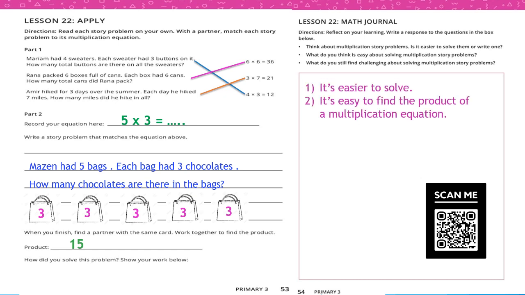Now, our math journal. Think about multiplication story problems. Is it easier to solve them or write one? It's easier to solve than writing. If you can understand the story problem, it's very easy to solve. What do you think is easy about solving multiplication problems? It's easy to find the product of a multiplication equation. And do you have anything still challenging? I think we don't have challenges here.